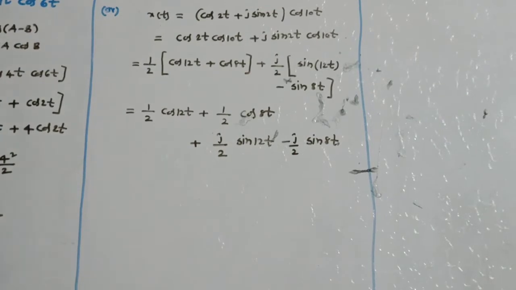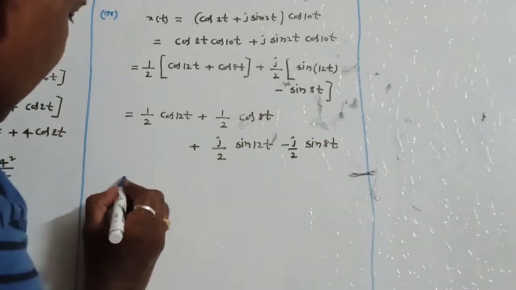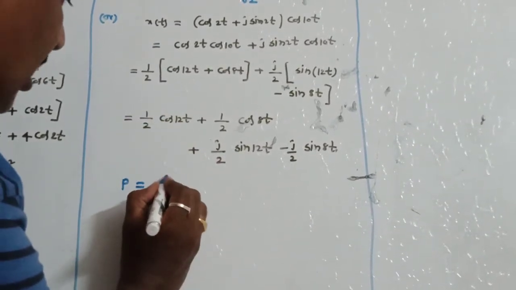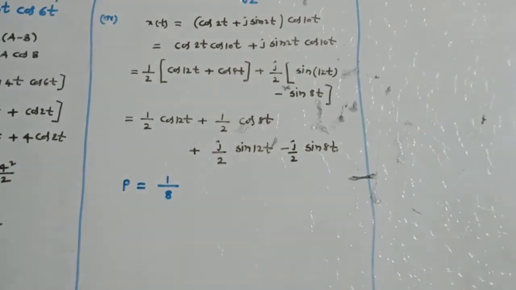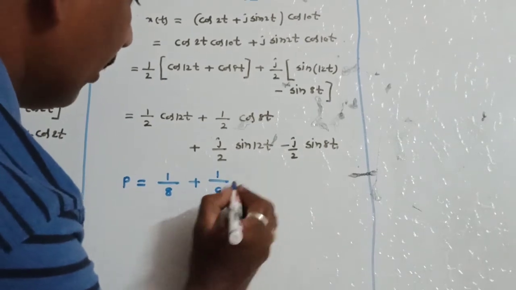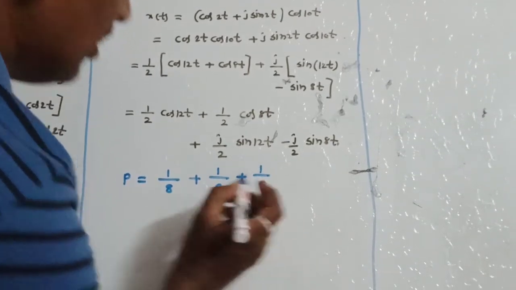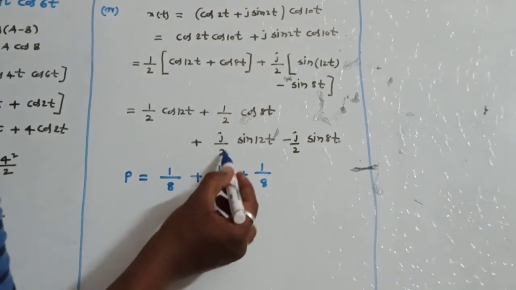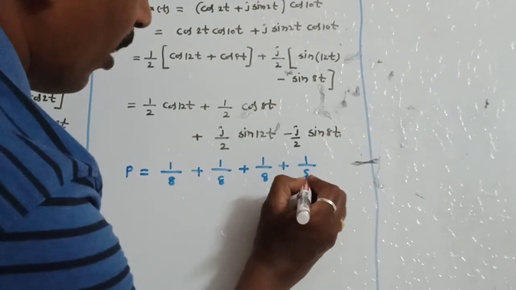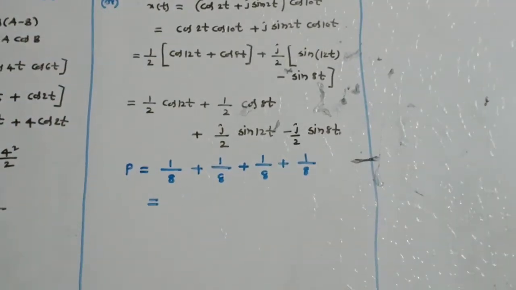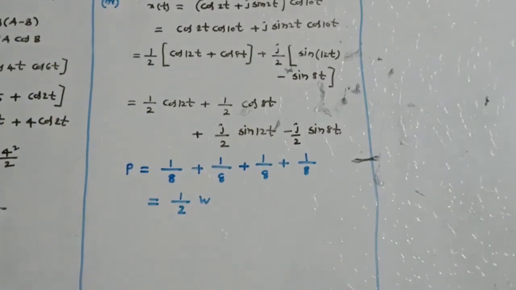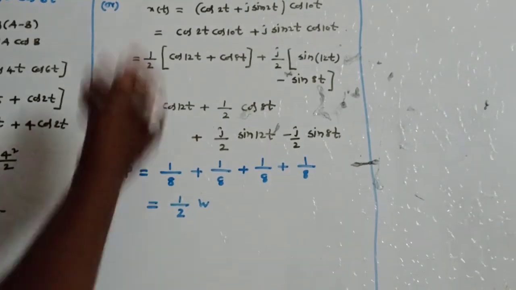So what is the power? Just square the amplitudes of all the signals. The power is nothing but the amplitude squared. What is the amplitude? 1 by 2. A square means 1 by 4. A square by 2 will become 1 by 8. So each term will become 1 by 8. If we add all of them, 4 by 8, it will become 1 by 2 watts, which we have got in the shortcut procedure.